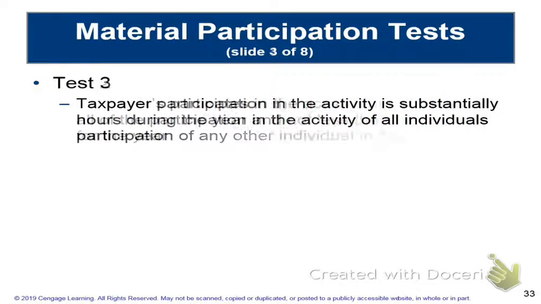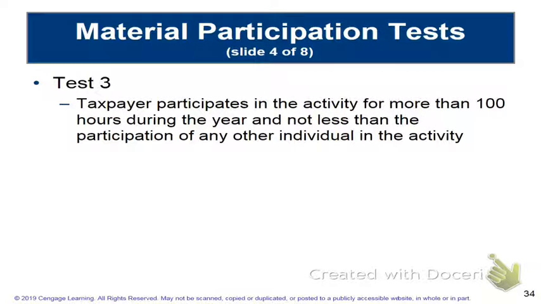Test 3, the taxpayer participates in the activity for more than 100 hours and not less than anybody else in the activity. So you might have a rental property or business with somebody else, and you might participate for 150 hours, but your partner also only does it for 100 or 150 hours. So you're materially participating even though you're not over 500 hours. It's just a small business.